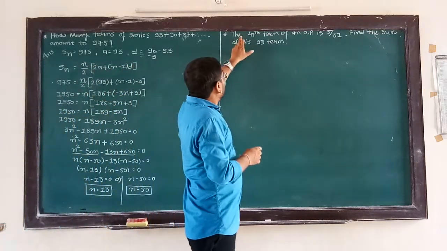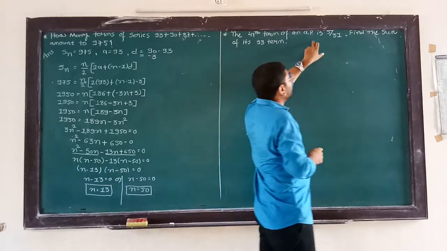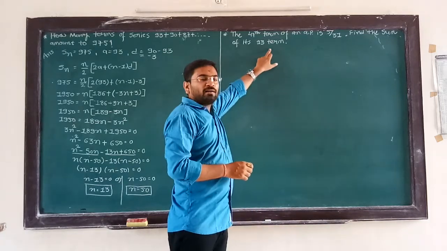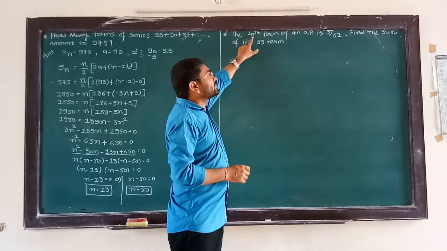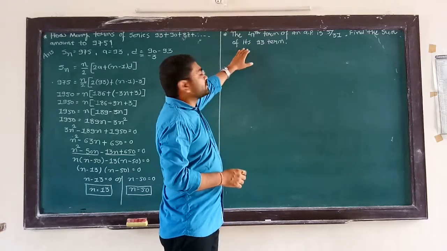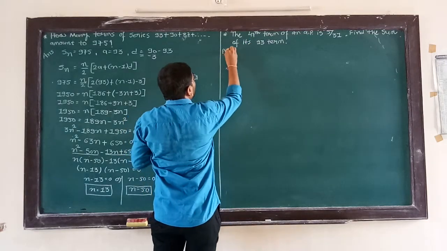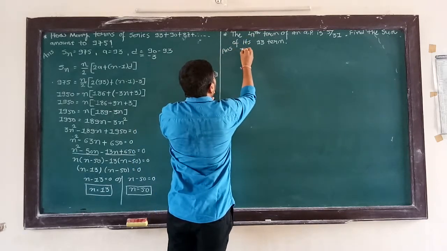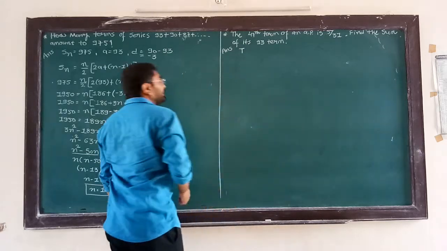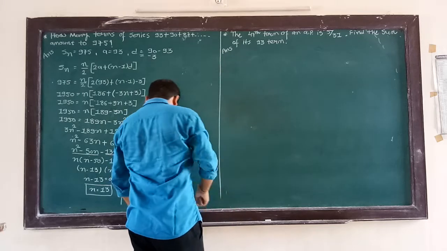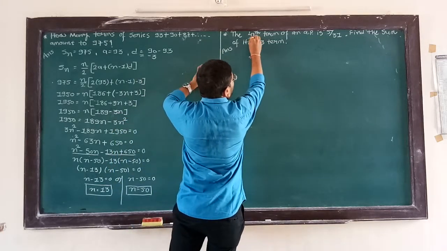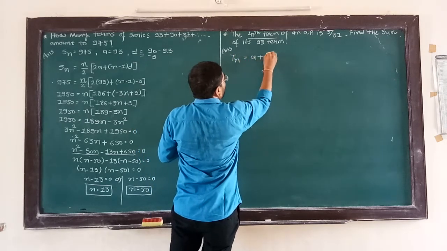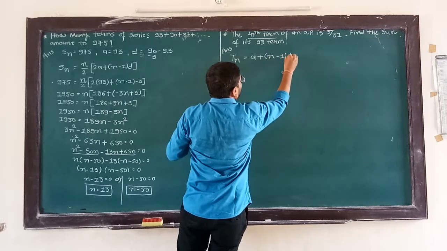See here, the 47th term of an AP is 5 upon 31. Find the sum of the first 93 terms. See students, here a term is given and we are finding the sum. Then start with the formula of Tn. The term is given, the 47th term is given. Then Tn is equal to a plus (n minus 1)d.